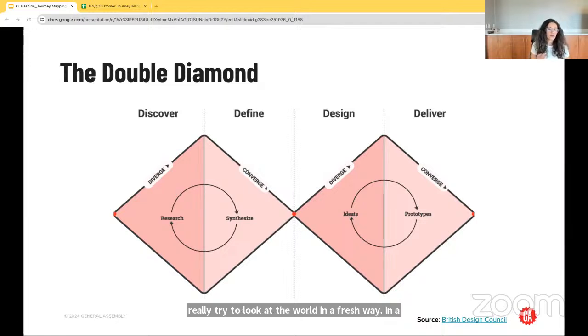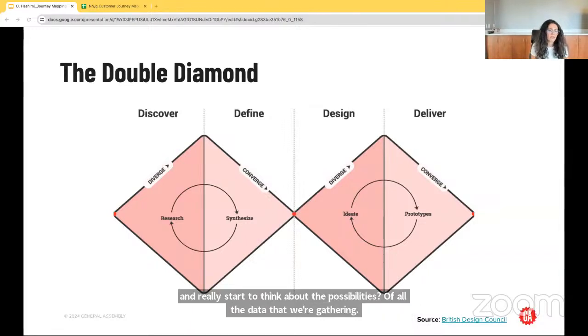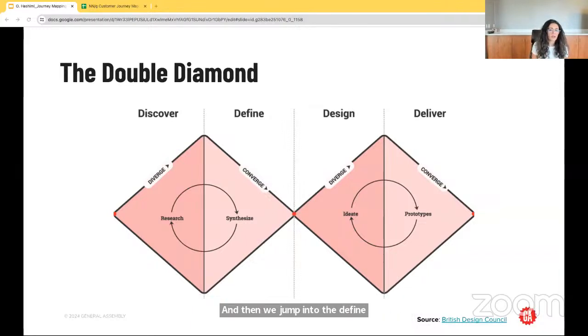And this is where we start to notice new things and gather insights and really start to think about the possibilities of all the data that we're gathering. And then we jump into the define phase, and this is the second quarter, and it represents the definition stage. So this is where, as designers, we try to make sense of all the possibilities that we were able to identify in the discovery phase.